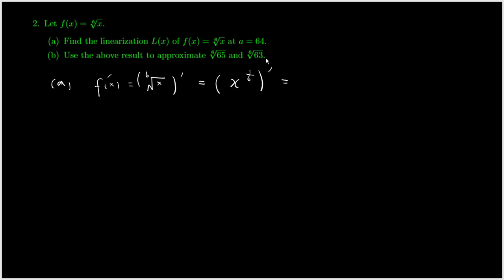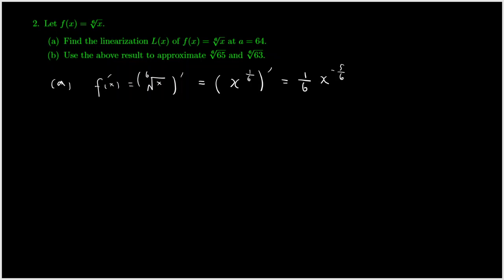So this one, you know how to use the power rule. So this one is 1 over 6. It's the derivative of x to the power of n is equal to n times x to the power of n minus 1. 1 over 6 minus 1, you have negative 5 over 6, right?